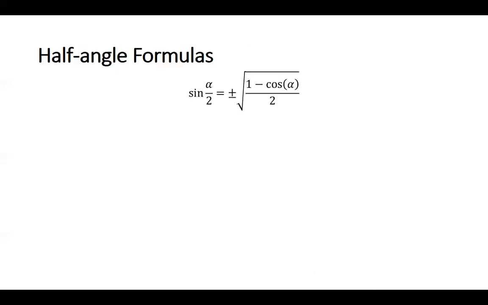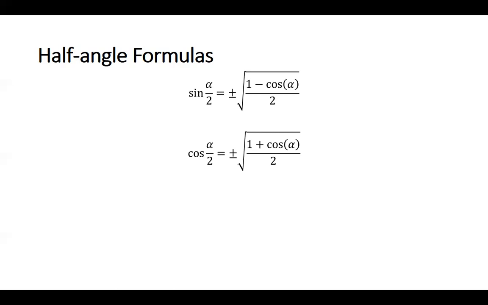And you can see we're just taking the square root of the other side. So plus or minus the square root of 1 minus cosine alpha over 2. And remember that plus or minus: anytime you take the square root of a squared function, you have to make it plus or minus on the other side.